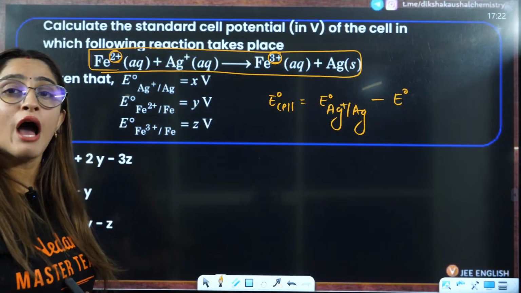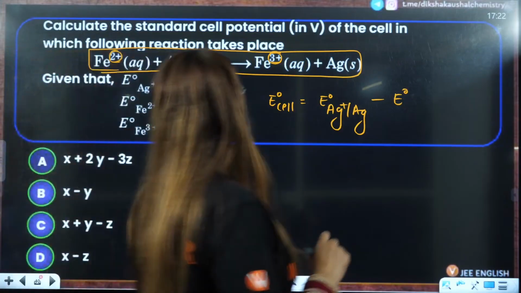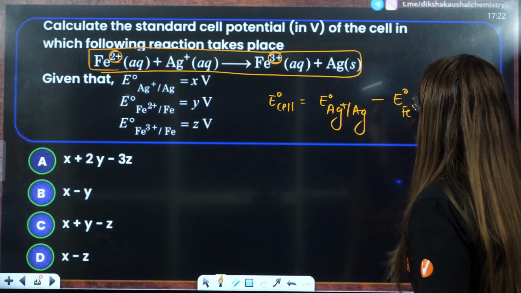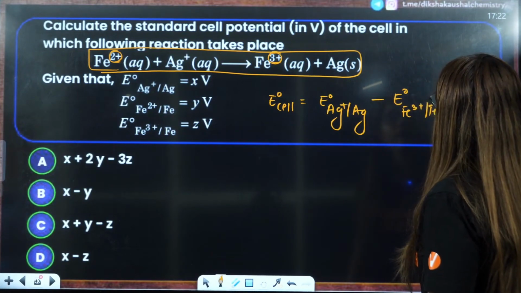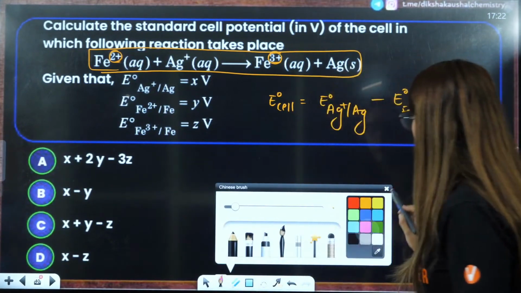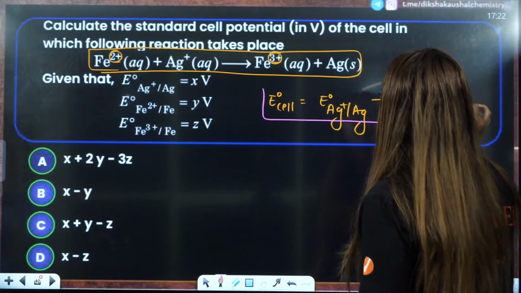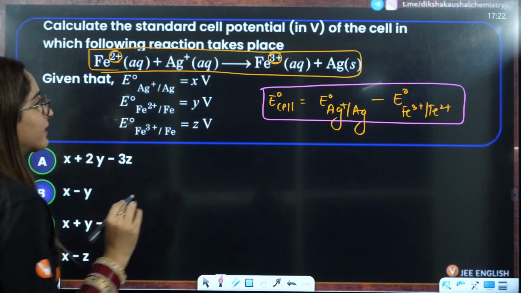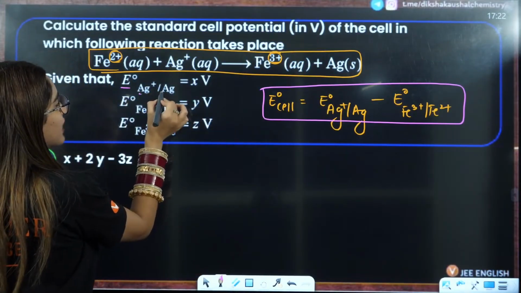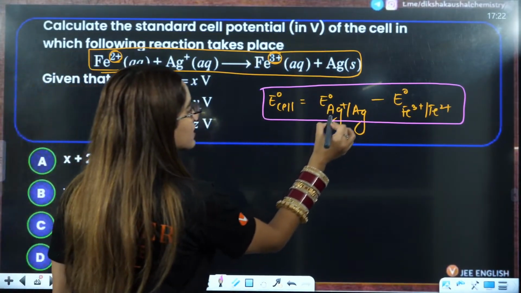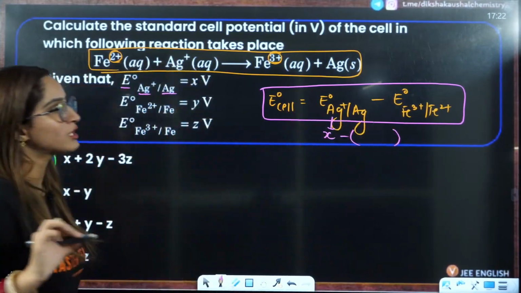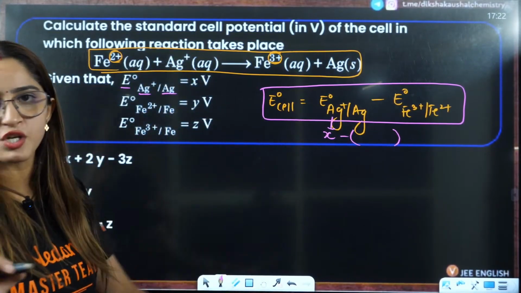But here you have to write the reduction potential. So you will not write Fe2+ to Fe3+; rather you will write Fe3+ to Fe2+. That is going to be your answer. Now you have to write it in terms of X and Y. E naught of Ag+ to Ag is already given to us, that is X. Now you have to find the value of E naught of Fe3+ to Fe2+.